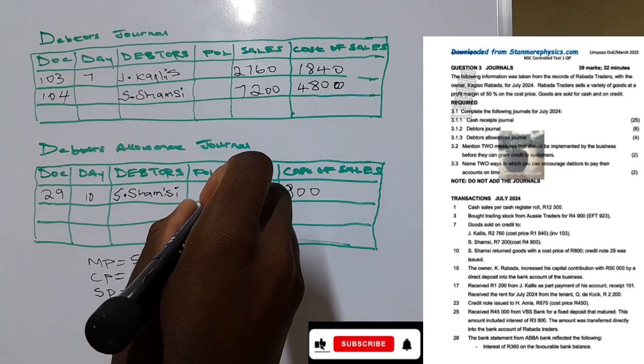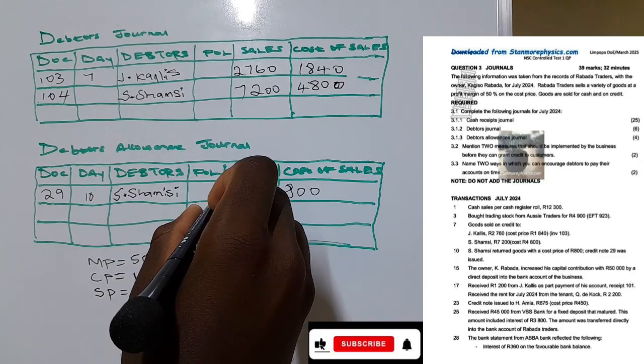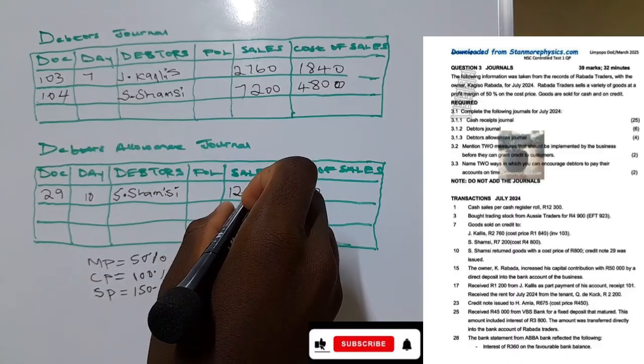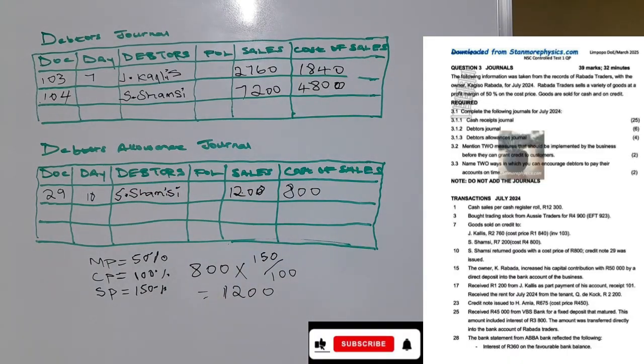So we're going to record it here on sales. You can see it's also bigger than cost of sales, meaning this is correct.